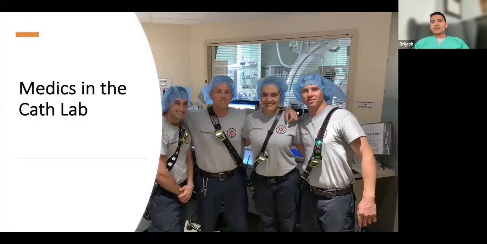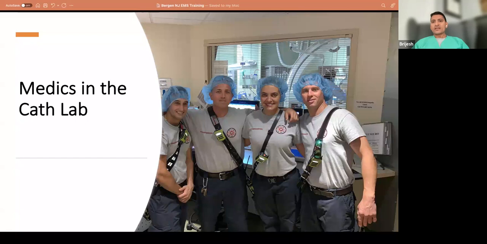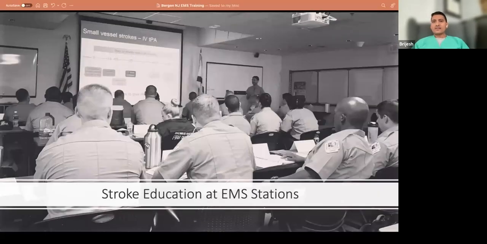And that keeps them in the loop as to what we're doing in the hospital, how important their role is in the pre-hospital phase. This is a group of paramedics that joined us in the cath lab for a stroke case at 2 a.m.